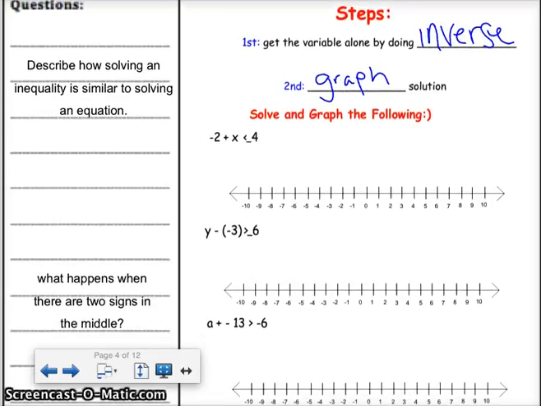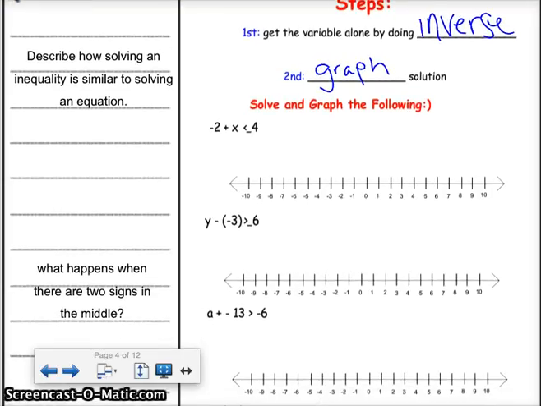So let's solve and graph the following. -2 plus x is less than or equal to 4. What do I need to move? -2. How do I move a -2? Add 2. I add 2 to both sides of the inequality, and I get x is less than or equal to 6. Then I have a colored in circle at 6, and I go to the left. Left. I like left.